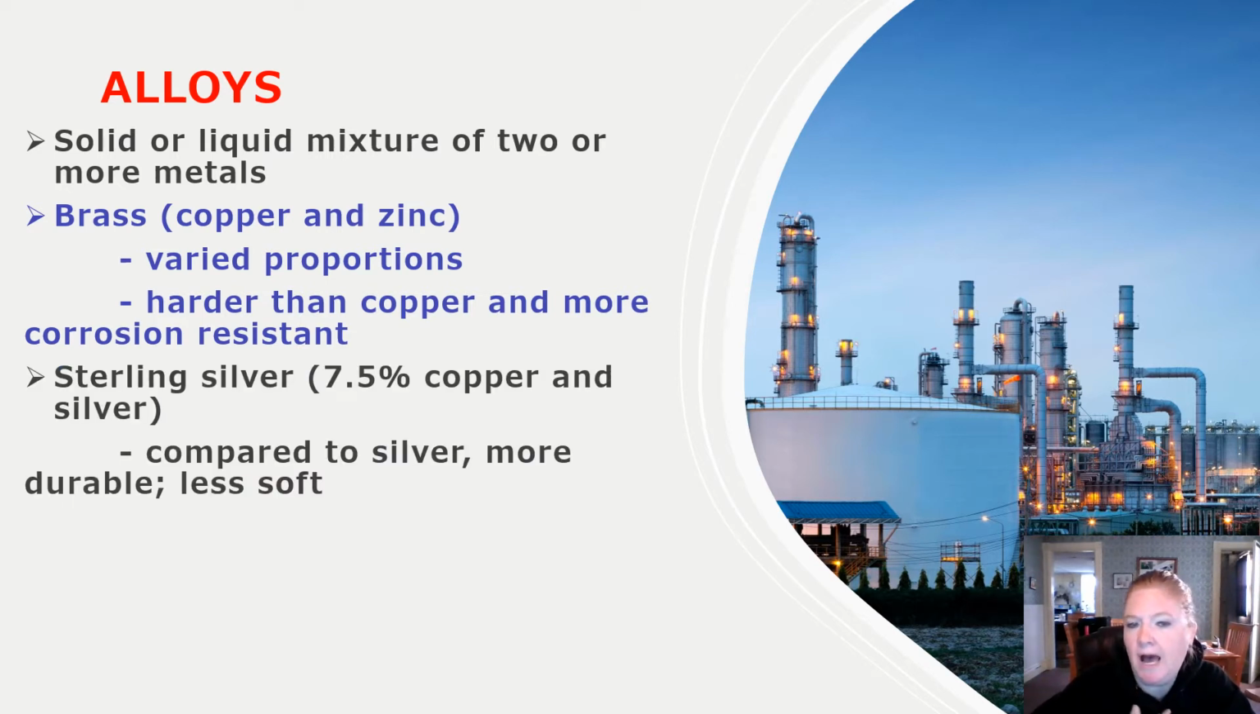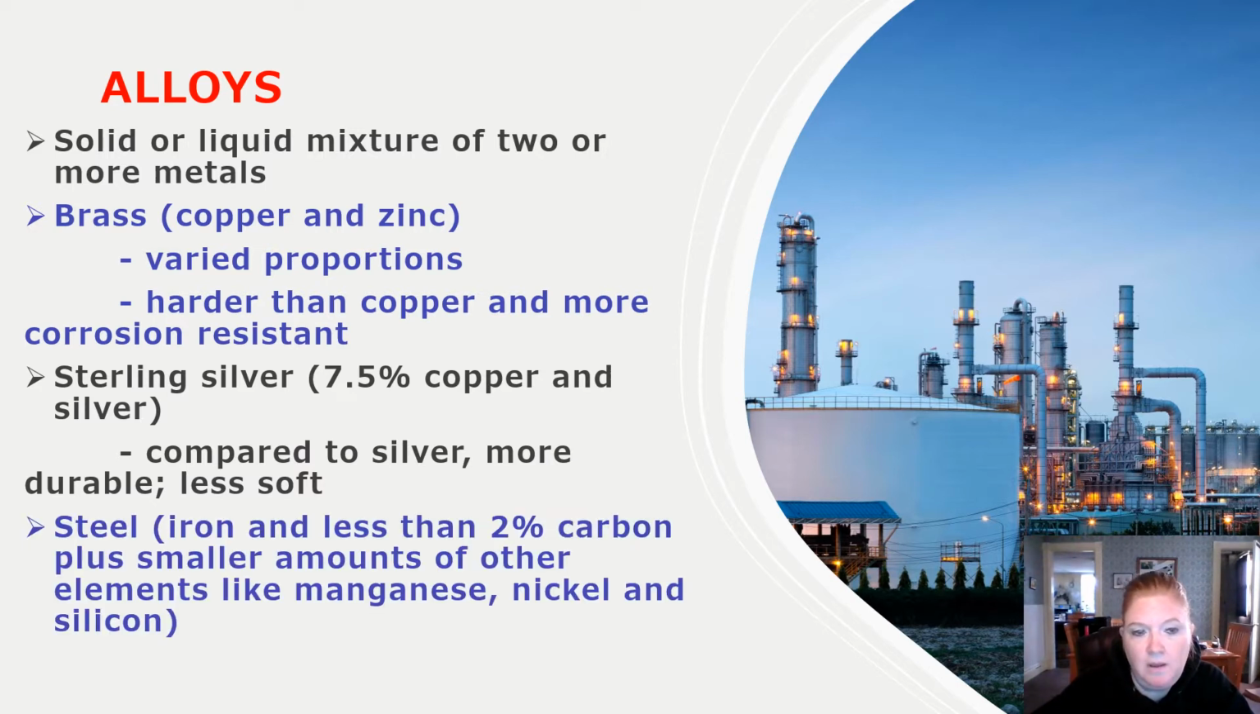Sterling silver, obviously compared to silver, it is more durable and less soft, so that gives it some strength. So sterling silver has some copper in it, but it gives it some additional properties that it wouldn't have without that copper being added. So an alloy, a mixture of two or more metals. It can be a solid or liquid mixture. And then steel is iron and a little bit, like 2%, of carbon, plus other elements, depending what properties the builder would be looking for.